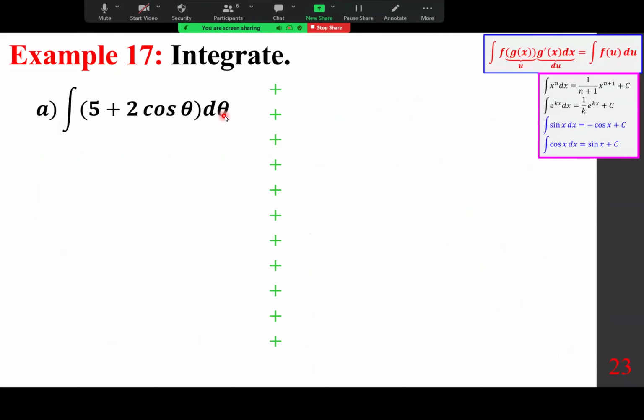Notice this, in this integration, theta is the independent variable. 5 gives you 5 theta. 2 cosine theta gives you 2 sine theta plus a constant.